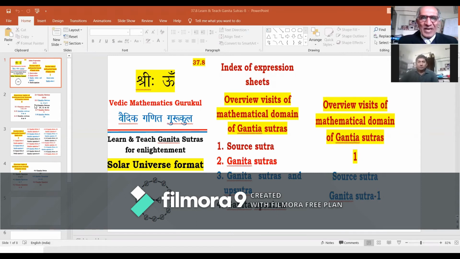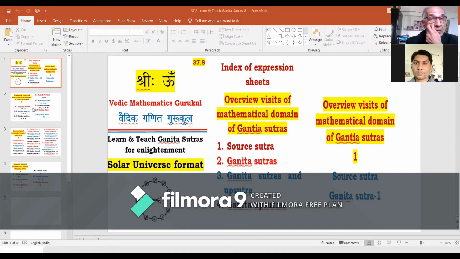Welcome. We have reached a stage to enter the mathematical domain of Ganita Sutras. Our learning of Vedic mathematics is to be for teaching the same. Before we formally enter the mathematical domain, we shall have an overview of this domain. The overview of this domain shall be in the form of visits.